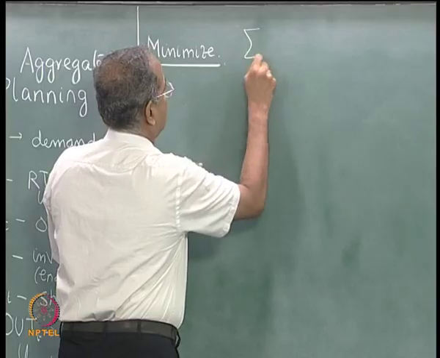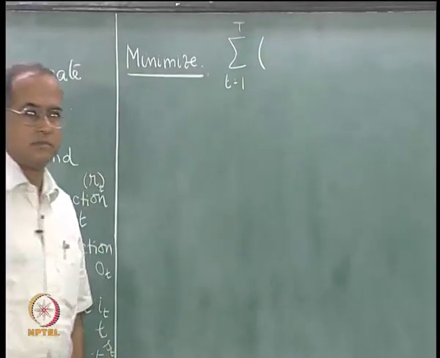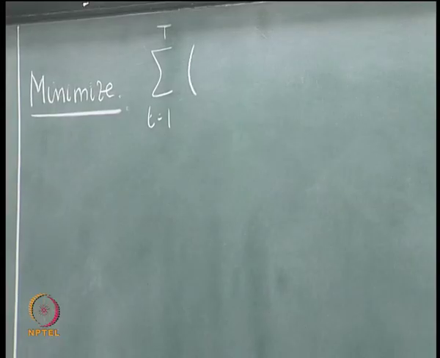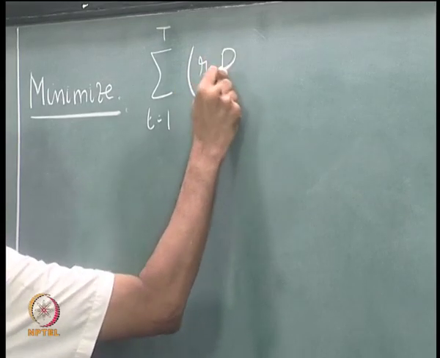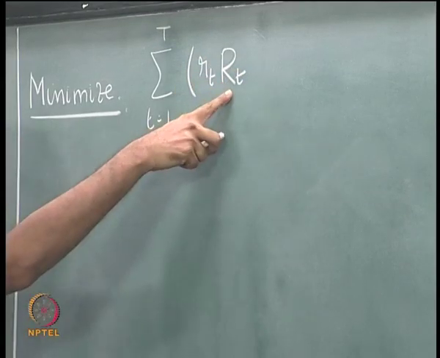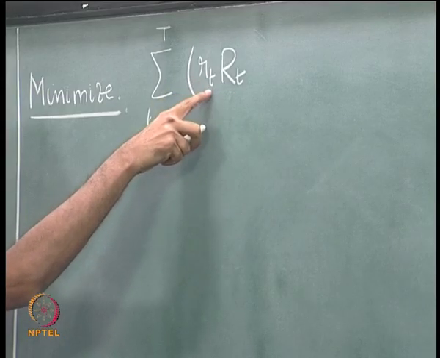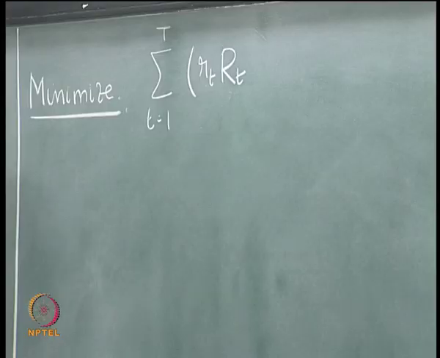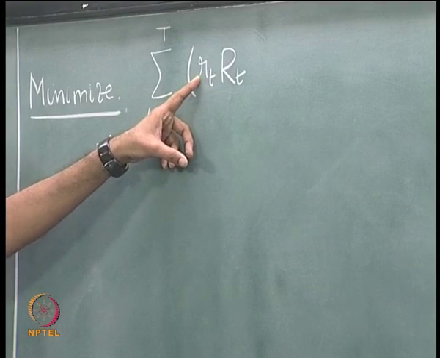summed over T, for T periods, if R is the RT into RT, this is the variable, this is the constant, and this constant is assumed to be different for different periods. Otherwise, we can simply put an R if it is the same for all the periods.